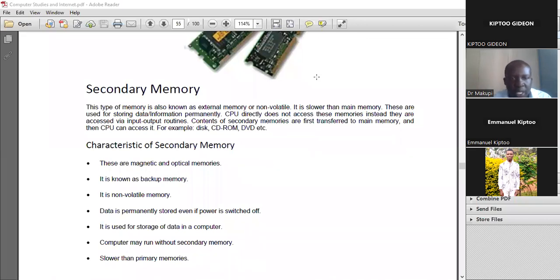Now, these secondary memories are normally magnetic and optical memories. They are normally backup memories. When I say backup, I mean it is a kind of storage you can use for further access or later on access, because it is permanently stored. It can act as a backup memory. It is also non-volatile, and we have agreed that even if power goes off, it doesn't lose its content, storing data permanently, and many others. So you can read those.